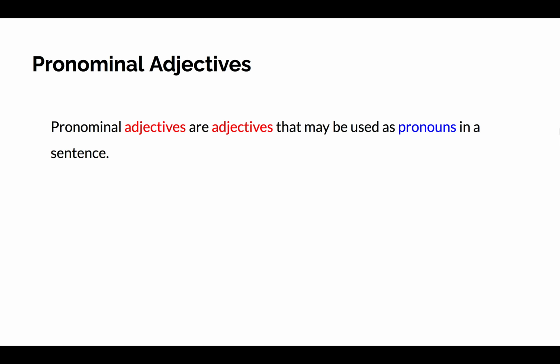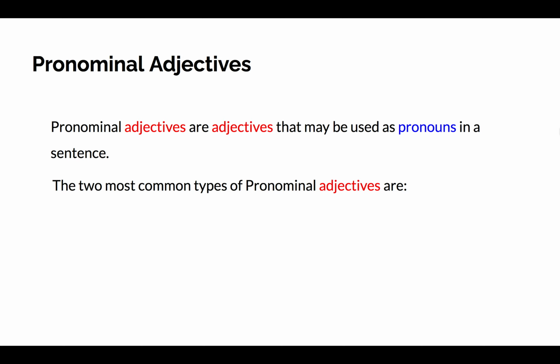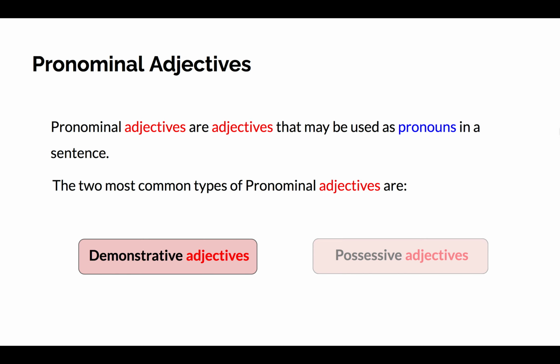Pronominal adjectives. Pronominal adjectives are adjectives that may be used as pronouns in a sentence. Pronominal adjectives modify the nouns immediately after them. The two most common types of pronominal adjectives are demonstrative adjectives and possessive adjectives. Let's look at some examples of both types of pronominal adjectives.